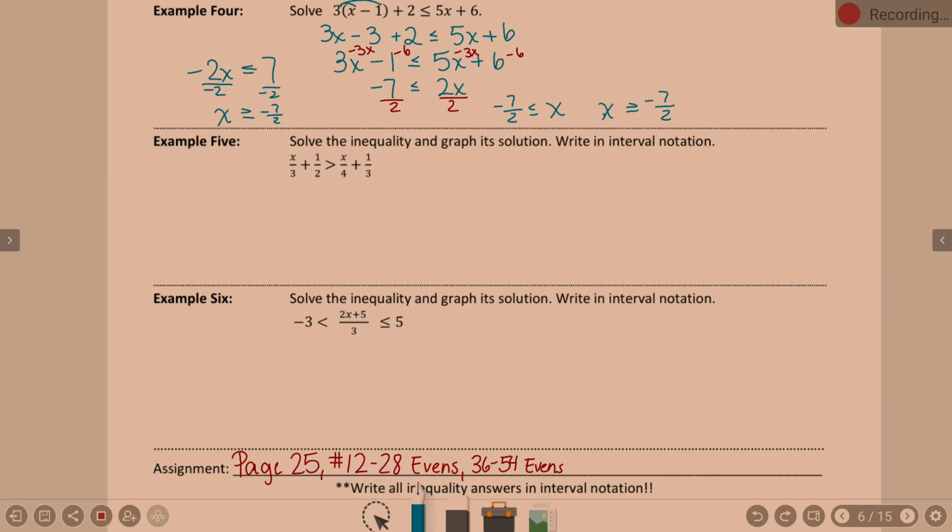So interval notation, review. What does this graph look like? It starts where? Negative 7/2 and goes to the right. Would we use a parenthesis or a bracket at negative 7/2? Bracket, because it's equal to.